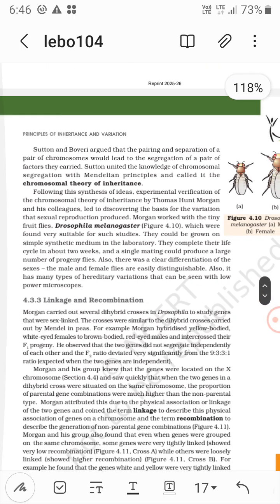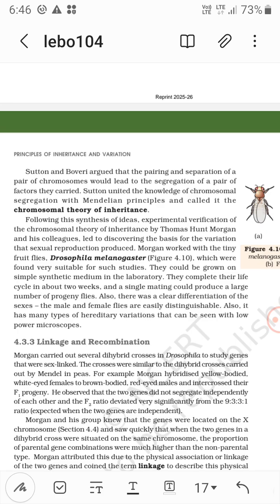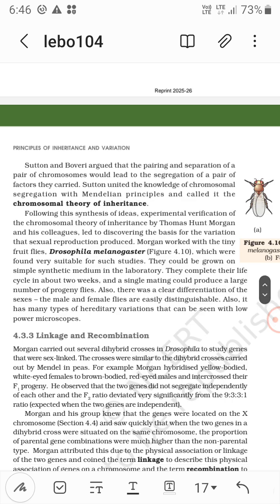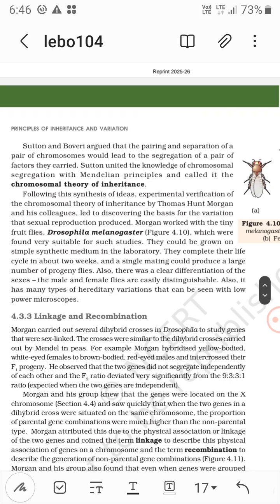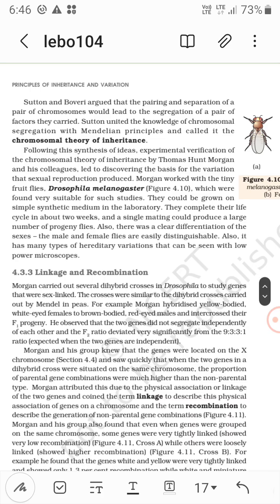So now we are going to study that Sutton and Boveri argued that the pairing and separation of a pair of chromosomes would lead to the segregation of a pair of factors they carried. Sutton united the knowledge of the chromosomal segregation with Mendelian principles and called it the chromosomal theory of inheritance.